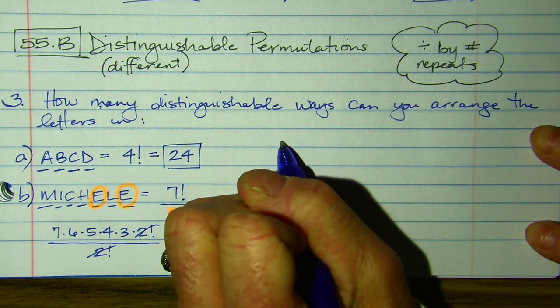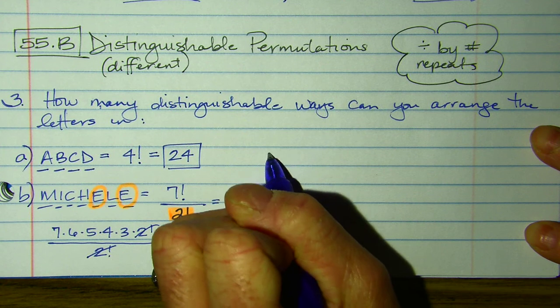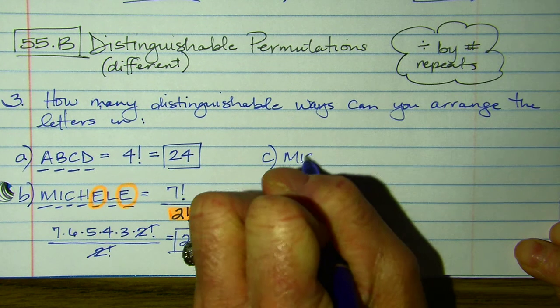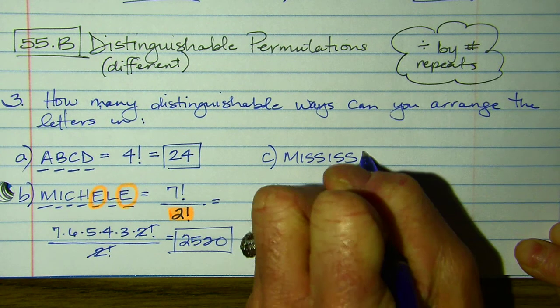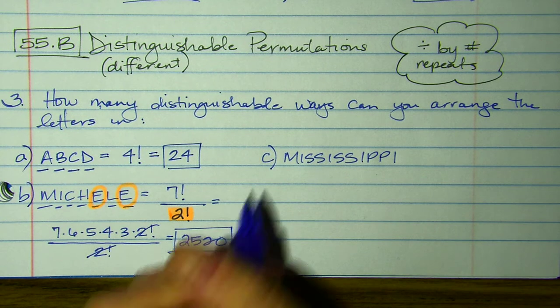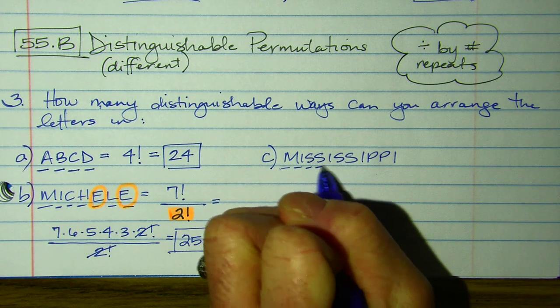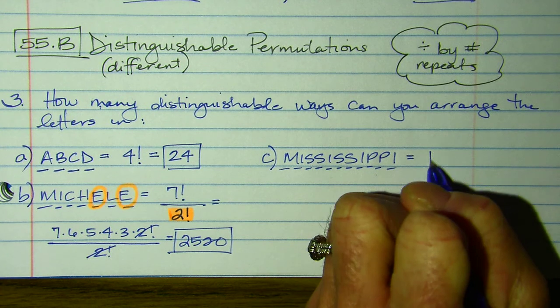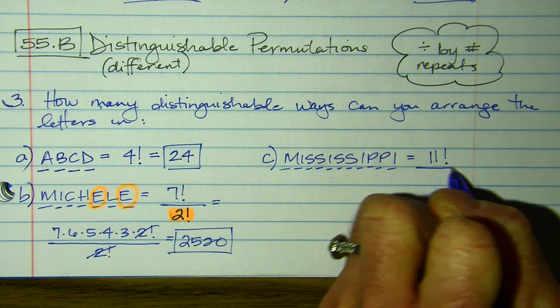to part C, let's do, I'm trying to think of a really good one. The letters in Mississippi. Okay, so 1, 2, 3, 4, 5, 6, 7, 8, 9, 10, 11. So I have 11 factorial.